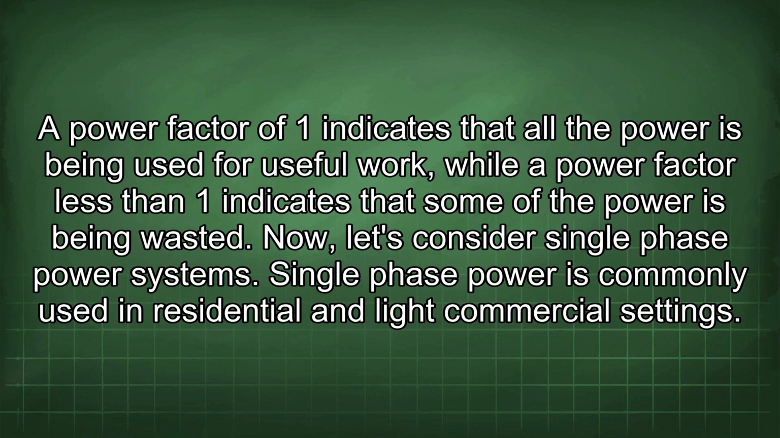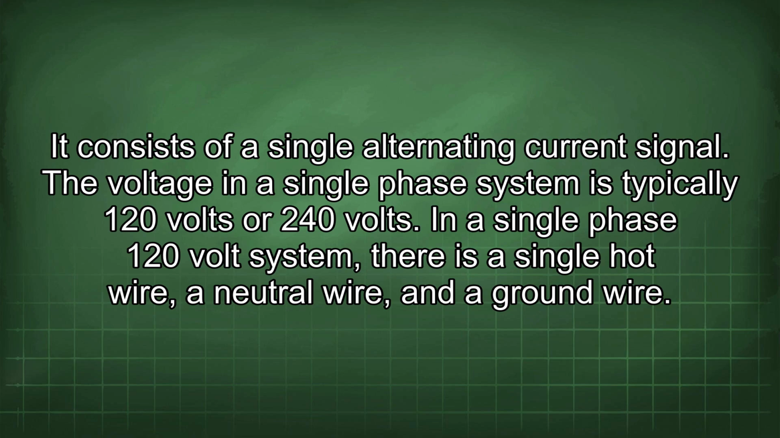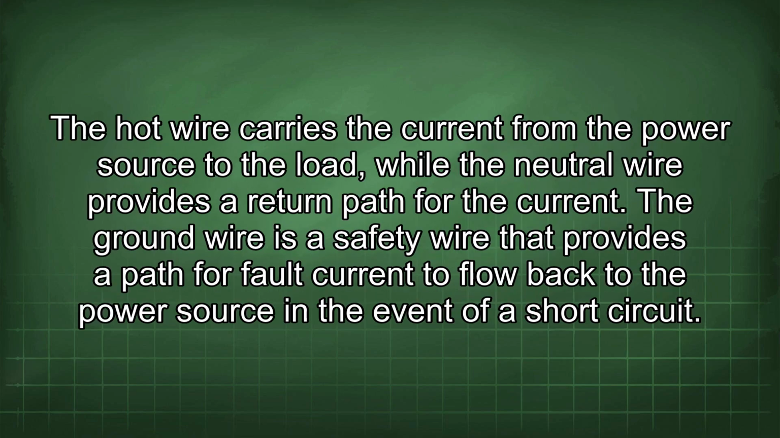Now let's consider single-phase power systems. Single-phase power is commonly used in residential and light commercial settings. It consists of a single alternating current signal. The voltage in a single-phase system is typically 120 volts or 240 volts. In a single-phase 120-volt system, there is a single hot wire, a neutral wire, and a ground wire. The hot wire carries the current from the power source to the load, while the neutral wire provides a return path for the current. The ground wire is a safety wire that provides a path for fault current to flow back to the power source in the event of a short circuit.